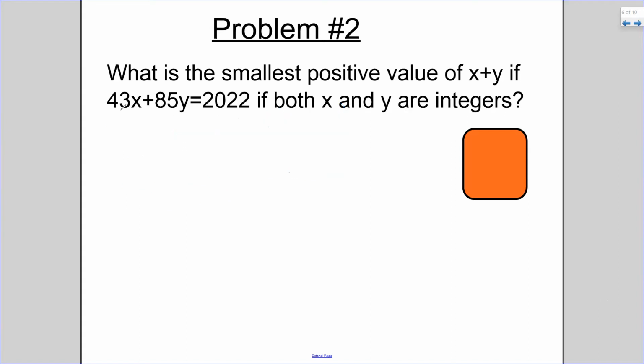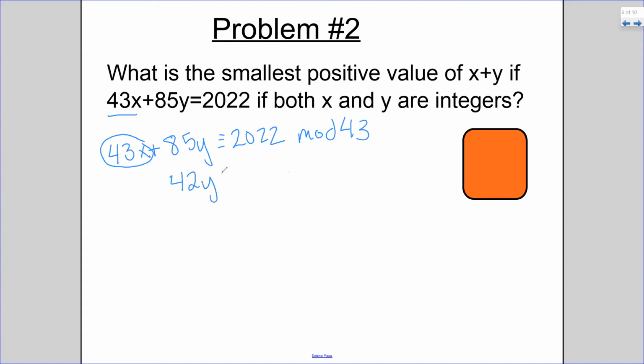Let's instead try using mod 43, because that's kind of our smaller coefficient. And you'll find that a rule of thumb here is always to use your smaller coefficient, whatever that may be. So we're going to do this as mod 43. And so this whole thing becomes 0, which we saw with the y last time. 85 becomes 42. Ooh, that's super exciting. And 2022 becomes 1. Well, I don't know about you, but this looks a lot easier for me to deal with.